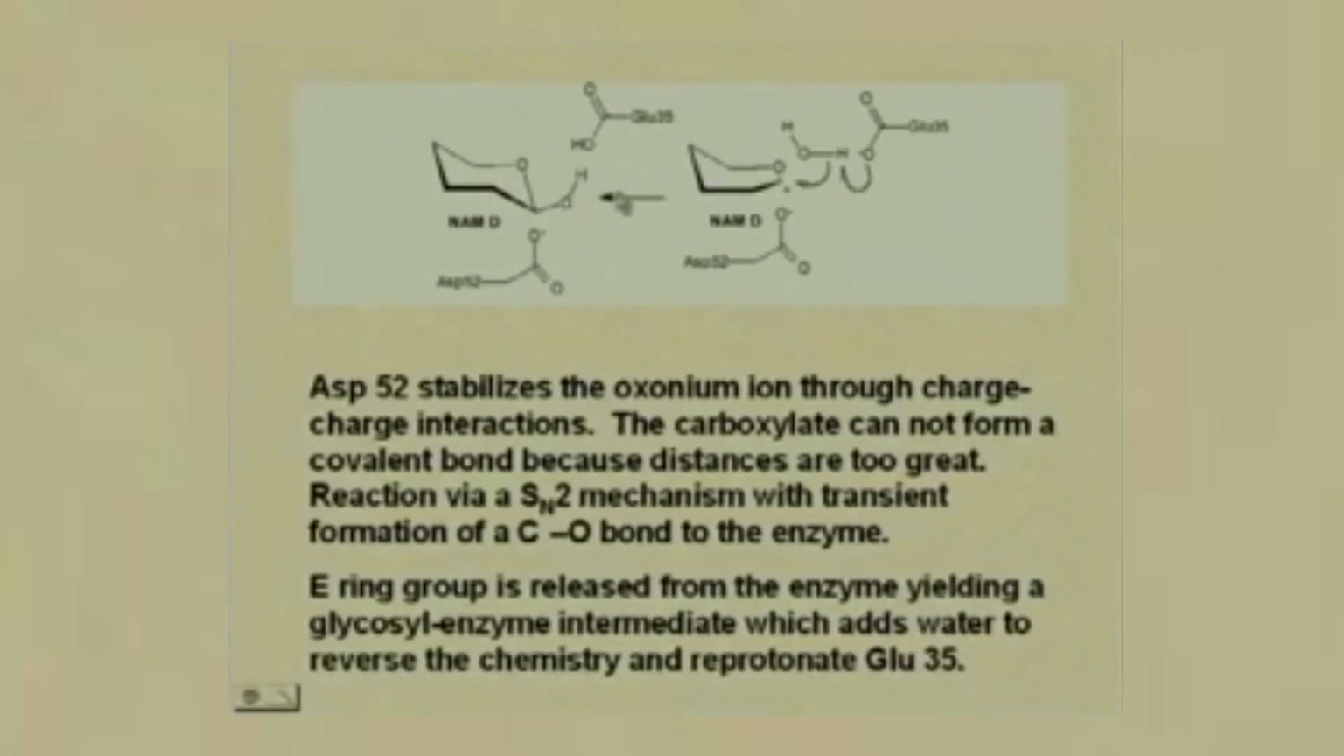So what do we have? We have a cleaved ring. Okay, we have a cleaved basically glycosidic linkage. And what do we have back? We have our glutamic acid back to the OH form. So now what can it do? It can go cleave another NAM-NAG set. Okay, so this is basically the way the catalysis would work.